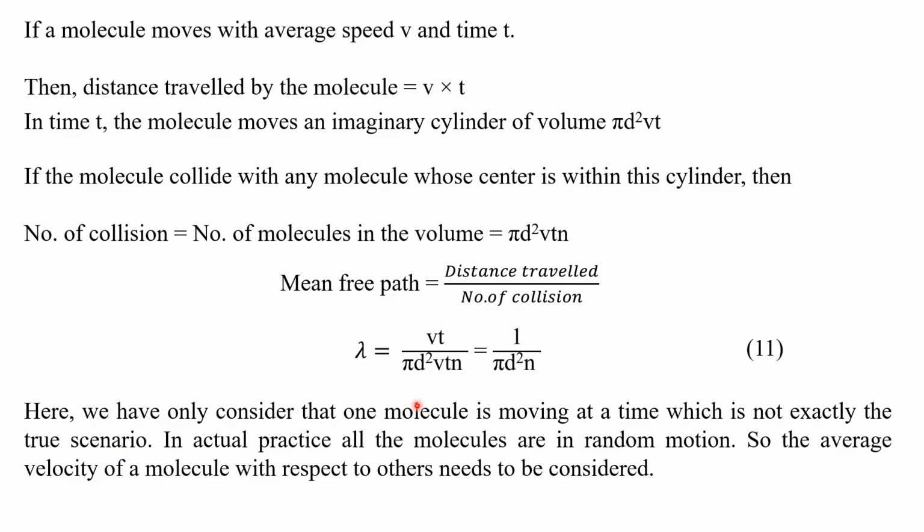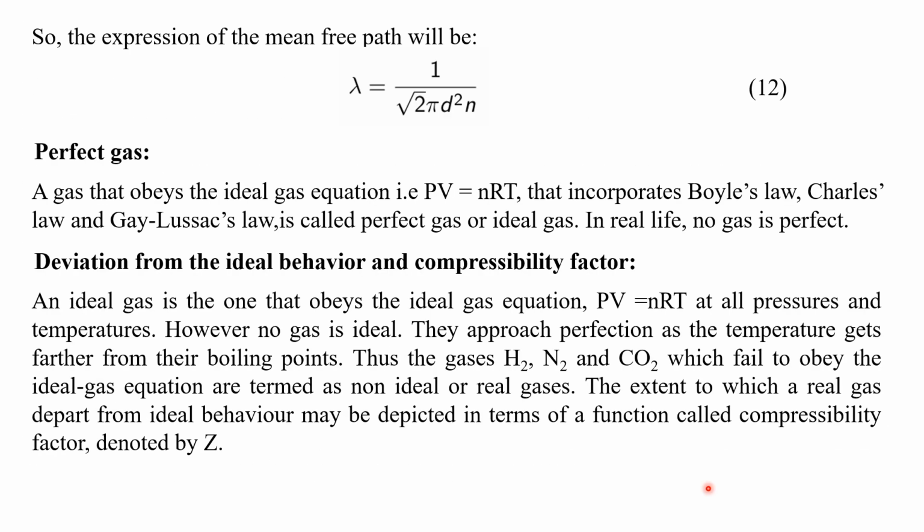Here we have only considered that one molecule is moving at a time, which is not exactly the true scenario. In actual practice, all the molecules are in random motion. So the average velocity of a molecule with respect to others needs to be considered. So the expression for mean free path will be lambda is 1 by root 2 pi d square times n.